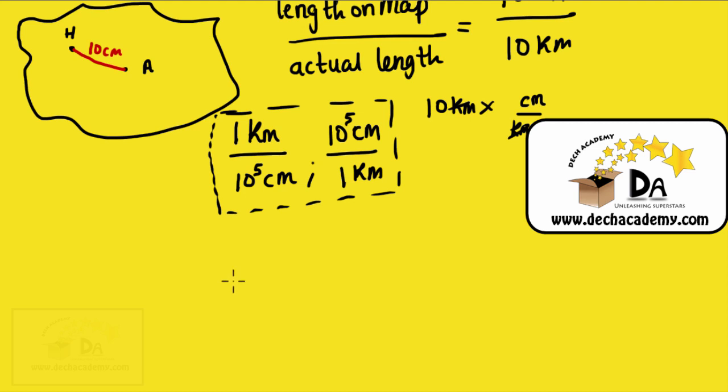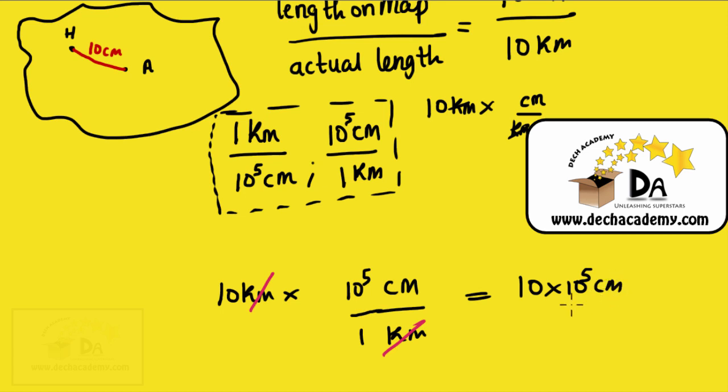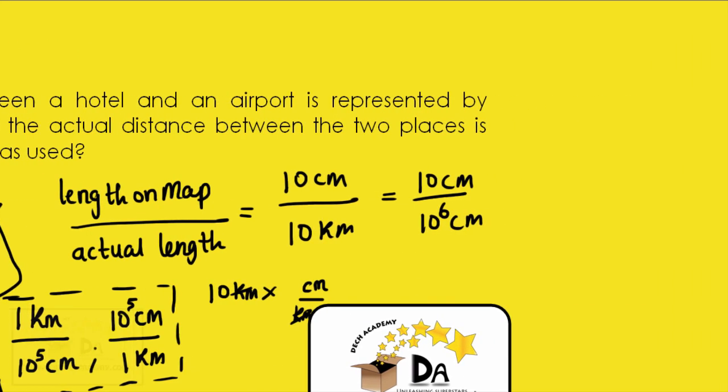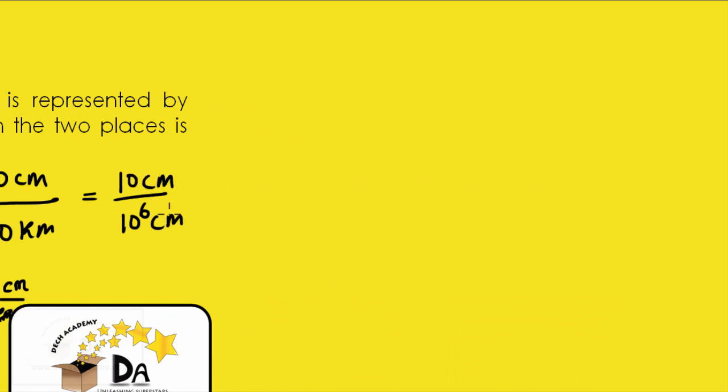So 10 kilometers times something like this. I know that 10 to the 5 centimeters is 1 kilometer. Kilometers cancel out, leaving me with centimeters as the only unit. So 10 times 10 to the 5 centimeters divided by 1 gives 10 to the 6 centimeters. So now I know that 10 kilometers is 10 to the 6 centimeters. So this ratio is 10 centimeters over, instead of 10 kilometers, 10 to the 6 centimeters. Now I have my scale where the numerator and denominator are in the same unit. So centimeters cancel out, and what I have is 10 over 10 to the 6, which is the same thing as 1 over 10 to the 5.